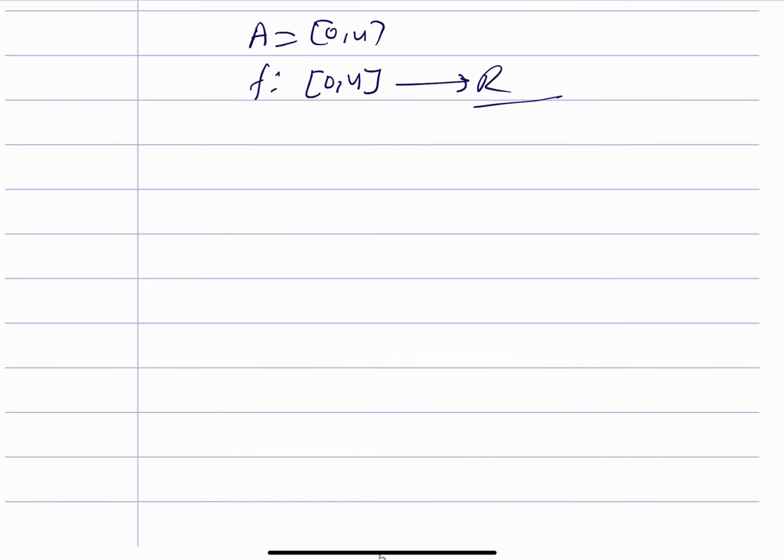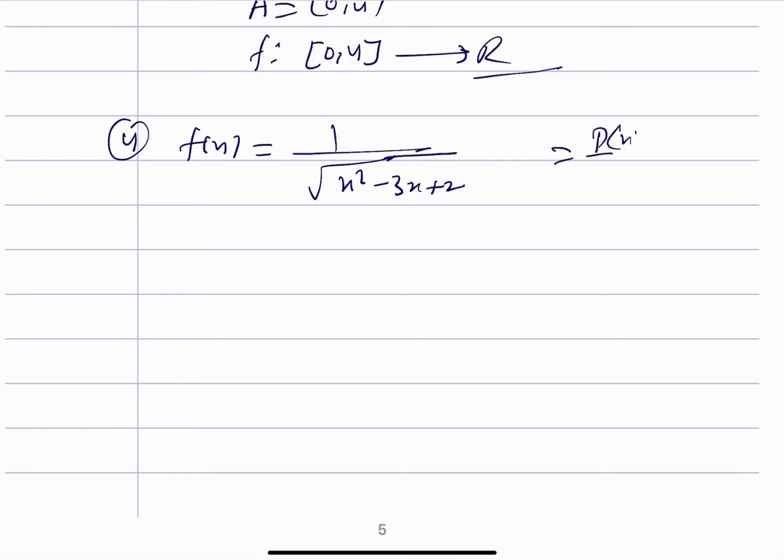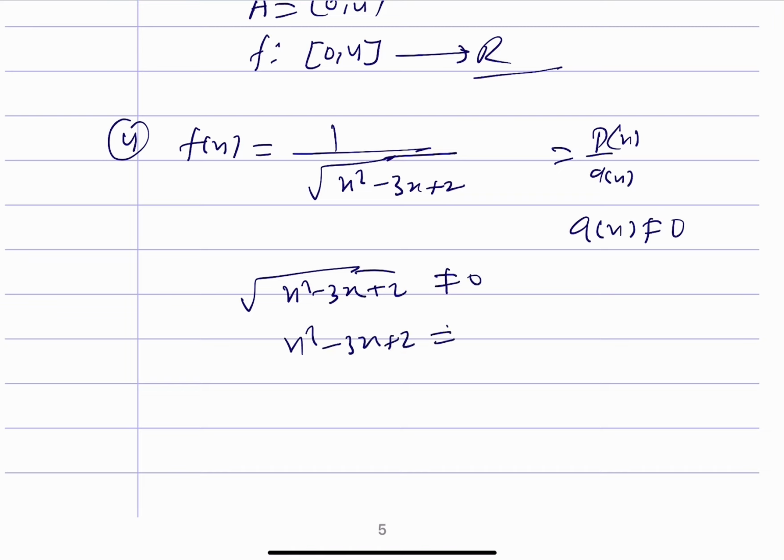Now I'll take one more example to find the domain: f of x equal to 1 over the square root of x square minus 3x plus 2. How do you find the domain of this function? It is a rational function, written in the form p of x over q of x. And we know that for it to be defined, q of x should not be equal to 0. It means the square root of x square minus 3x plus 2 cannot be equal to 0, so x square minus 3x plus 2 cannot be equal to 0.